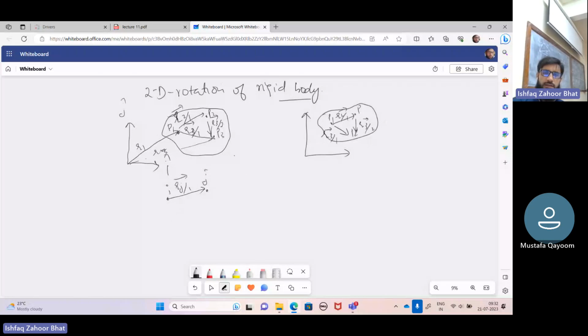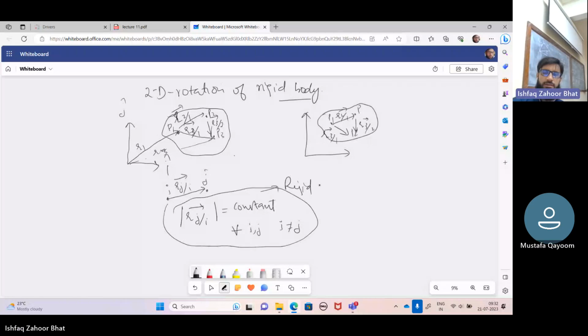The definition of the rigid body is that the mod of this is constant for all I and J. Okay, I not equal to J. So this is the definition of the rigid body.